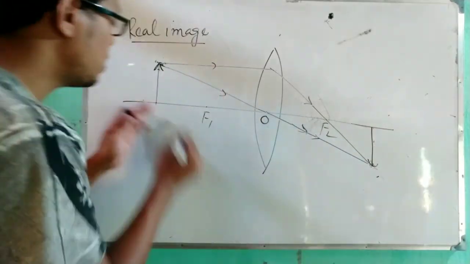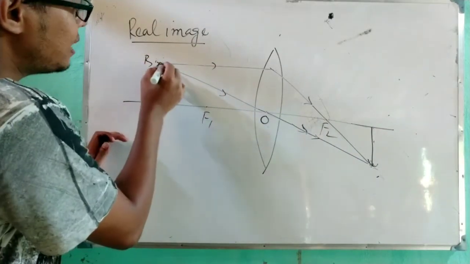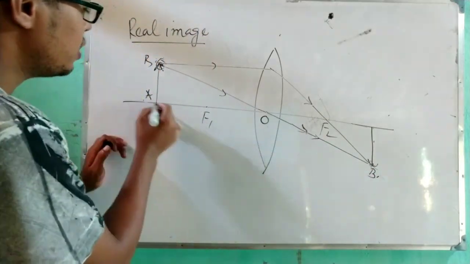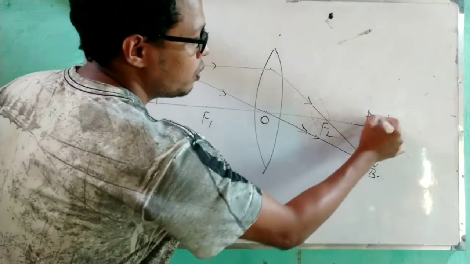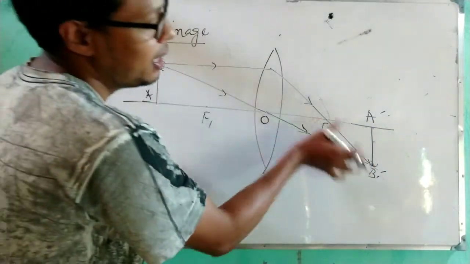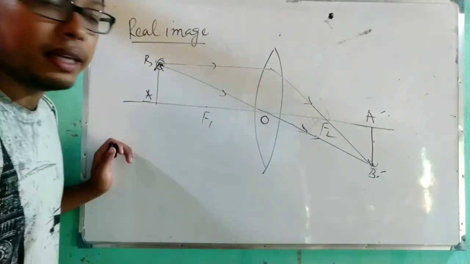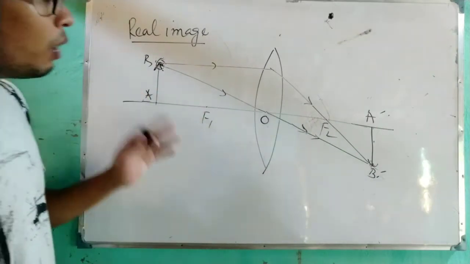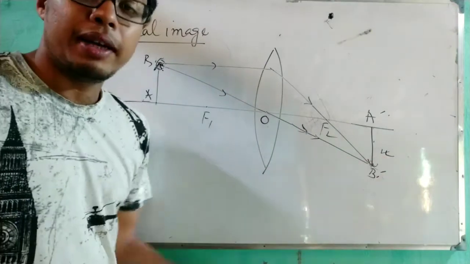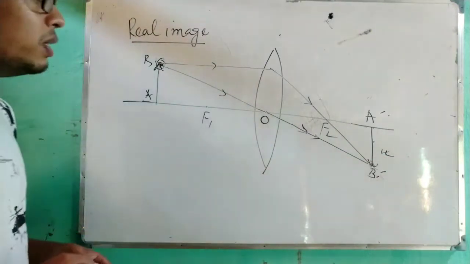So this is the image. Suppose we give A and B, as the rays are coming from B, so this point will be B, and the rays which are coming from A, so this point will be A dash. So A dash and B dash I am giving because the object is AB, and the image will be A dash B dash. Okay. Now look, the image is inverted. So we can say it is a real image, which is inverted.